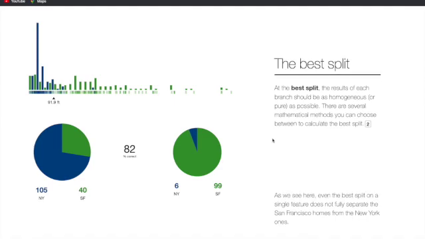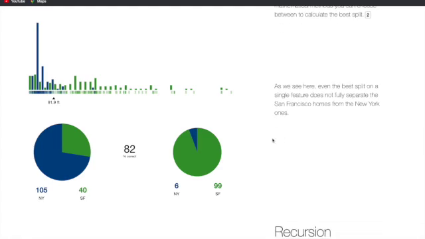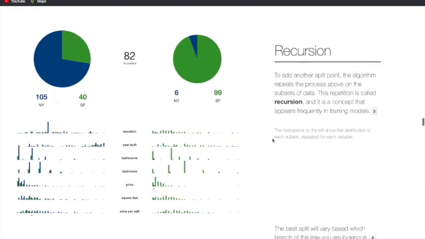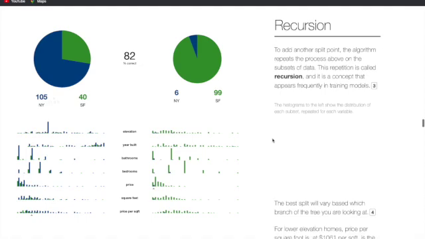And then the idea is to find the best split. At the best split, the results of each branch should be as homogeneous as possible. There are several mathematical methods you can choose between to calculate the best split. As we see here, even the best split on a single feature does not fully separate the San Francisco homes from New York homes. Recursion. To add another split point, the algorithm repeats the process above on the subsets of the data. This repetition is called recursion, and it is a concept that appears frequently in training models.